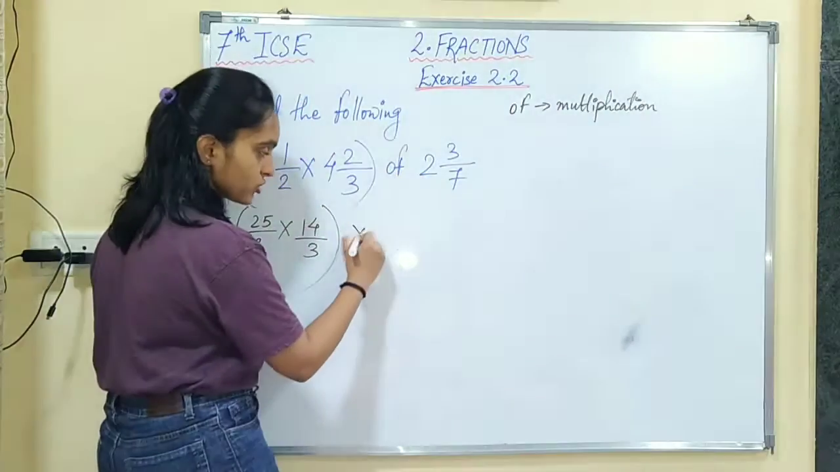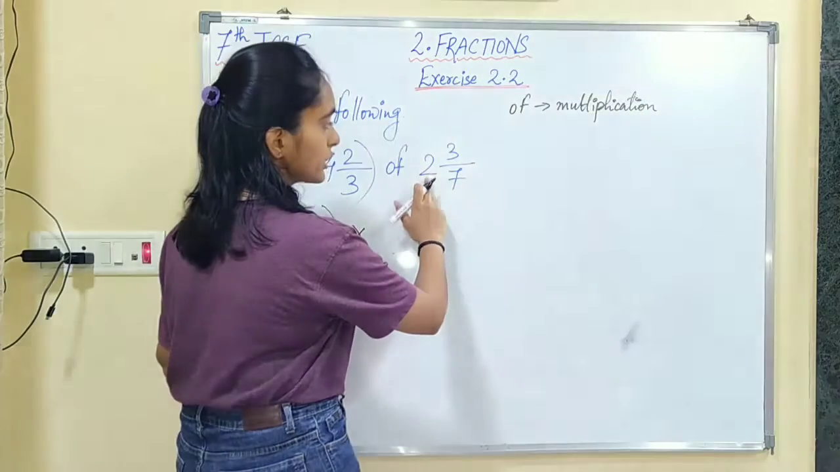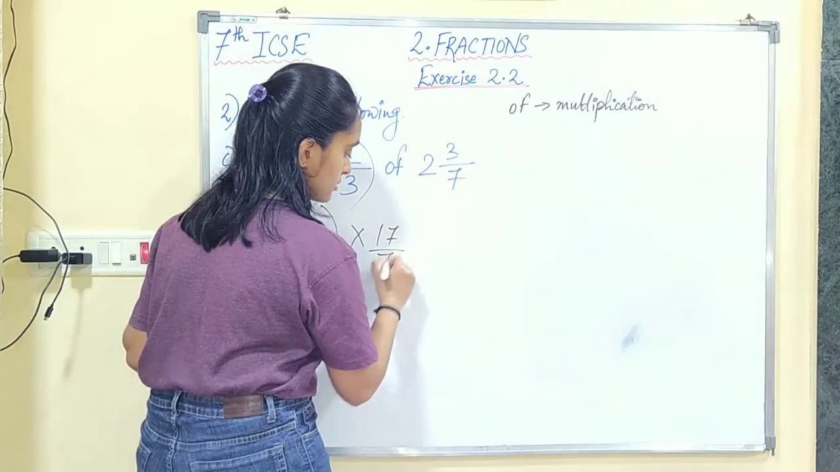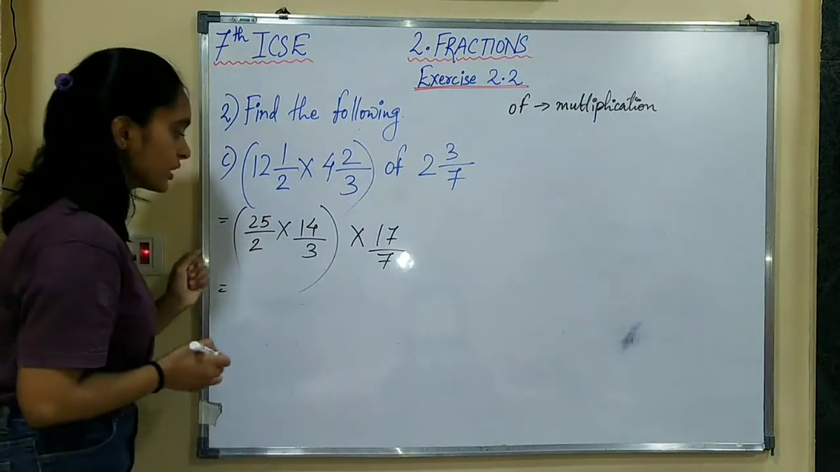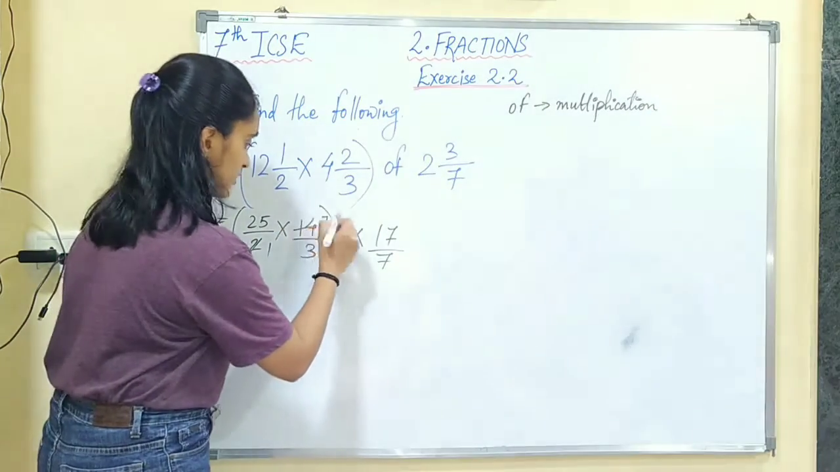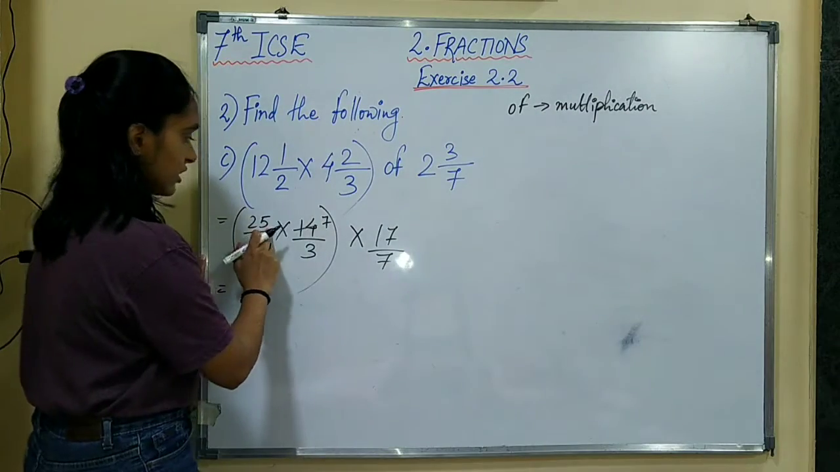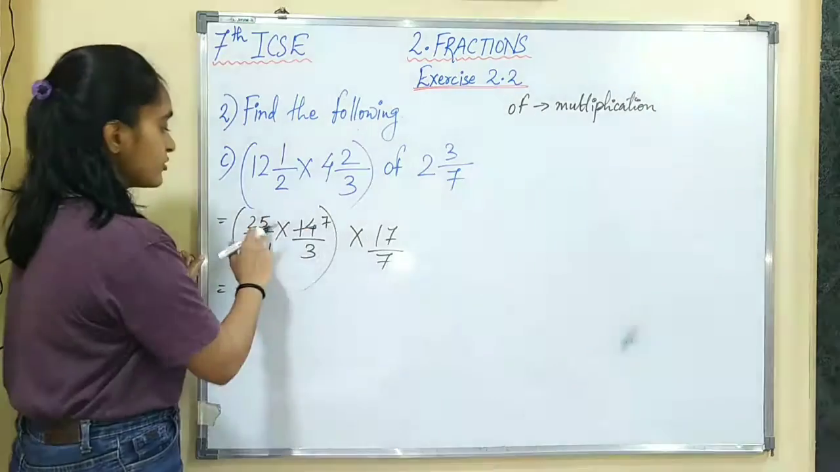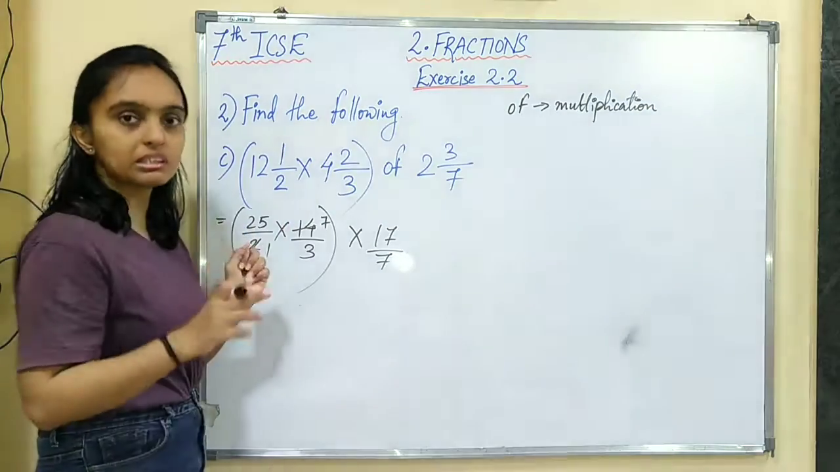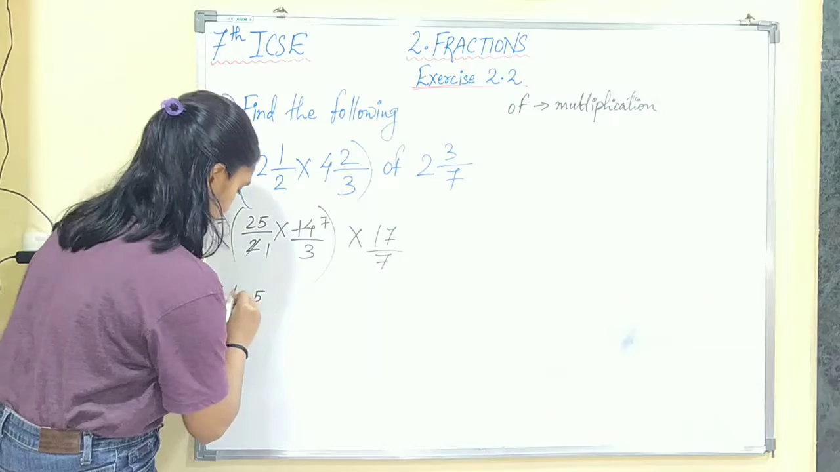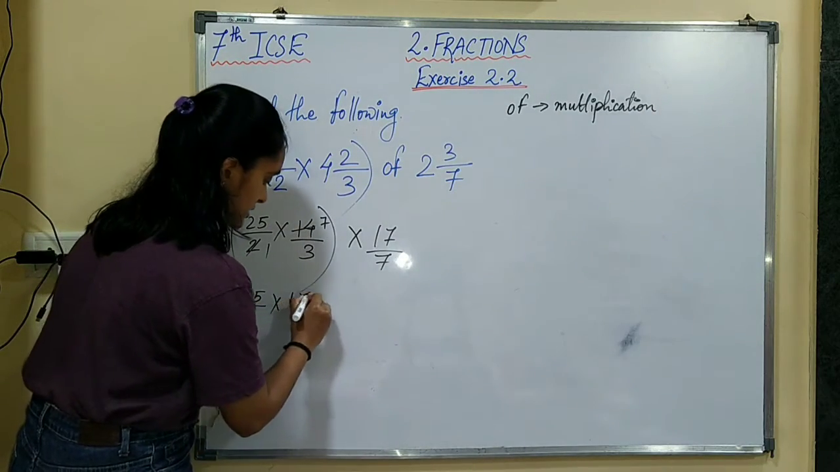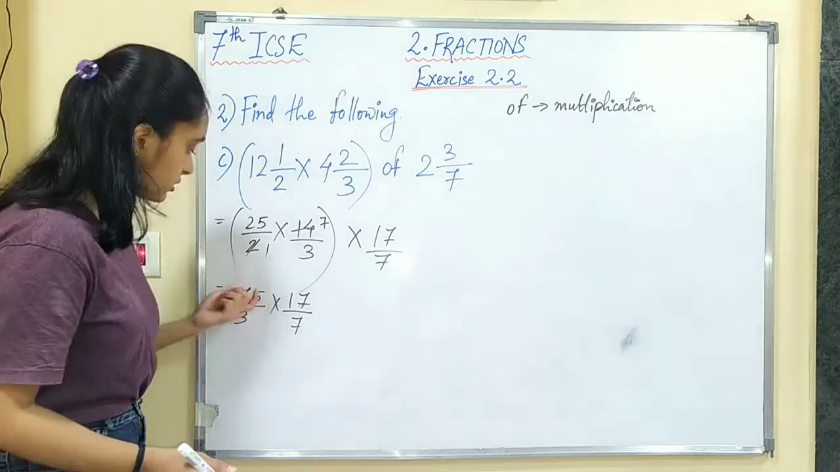Of means multiplication, and 7 twos are 14. 14 plus 3 is 17. So 17 upon 7. Now we get this can be reduced. So 2 ones are 2, 2 sevens are 14. So 25 multiplied by 7. 7 fives is 35. Carry 3, 7 twos are 14 plus 3 is 17. So 175 upon 3 multiplied by 17 upon 7.